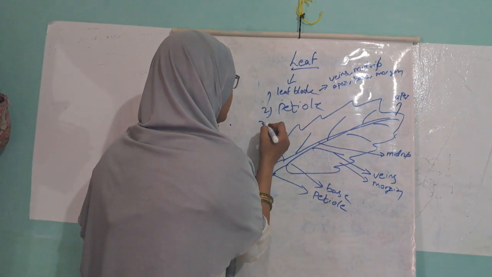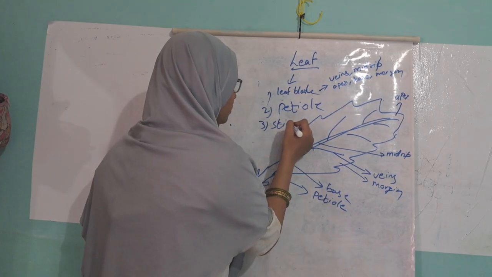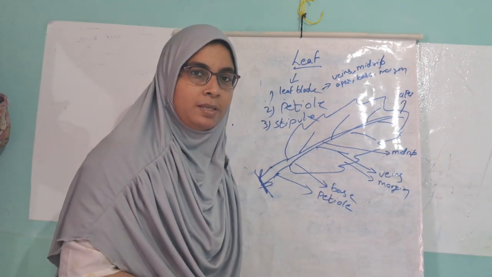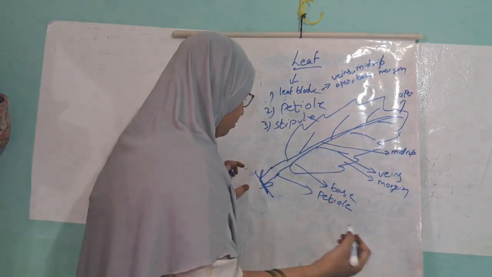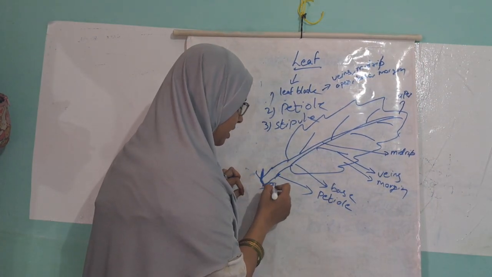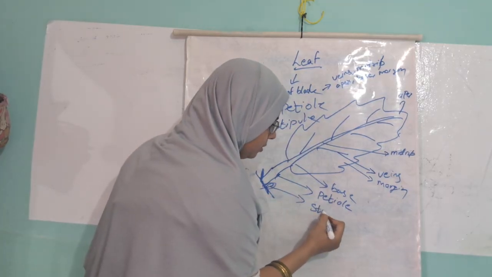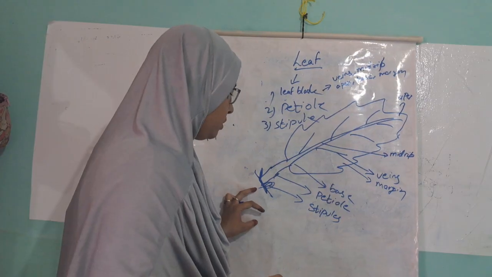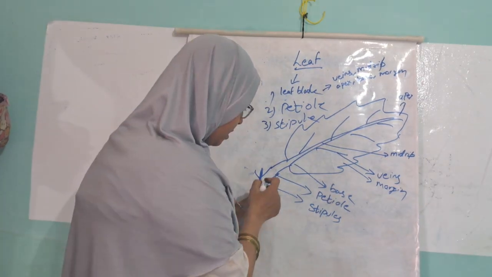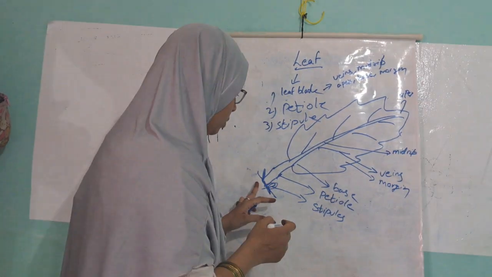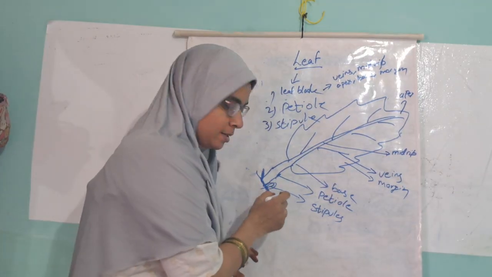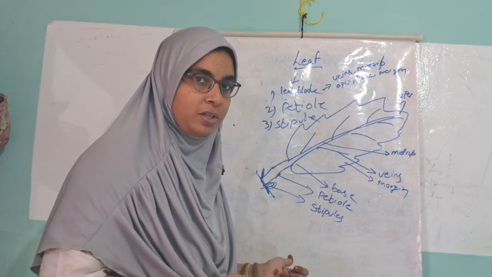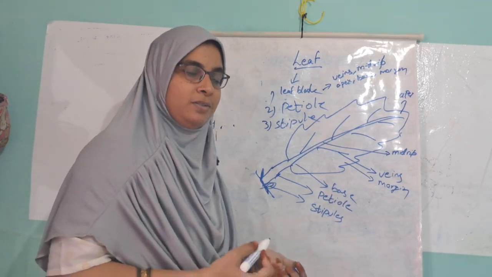And the next part is stipule. Where is the stipule? Stipules are leaf-like structures. A pair of stipules are present at the end of the petiole. Stipules are leaf-like structures.